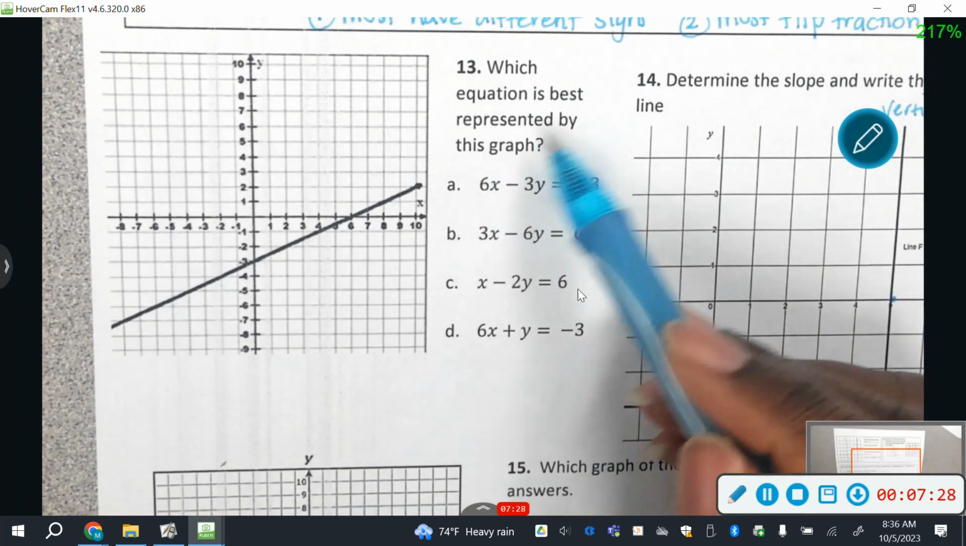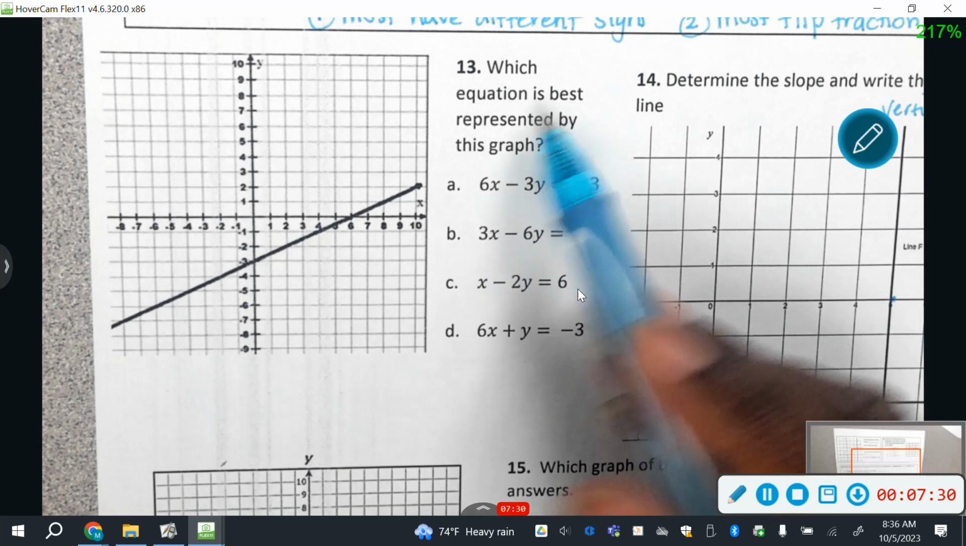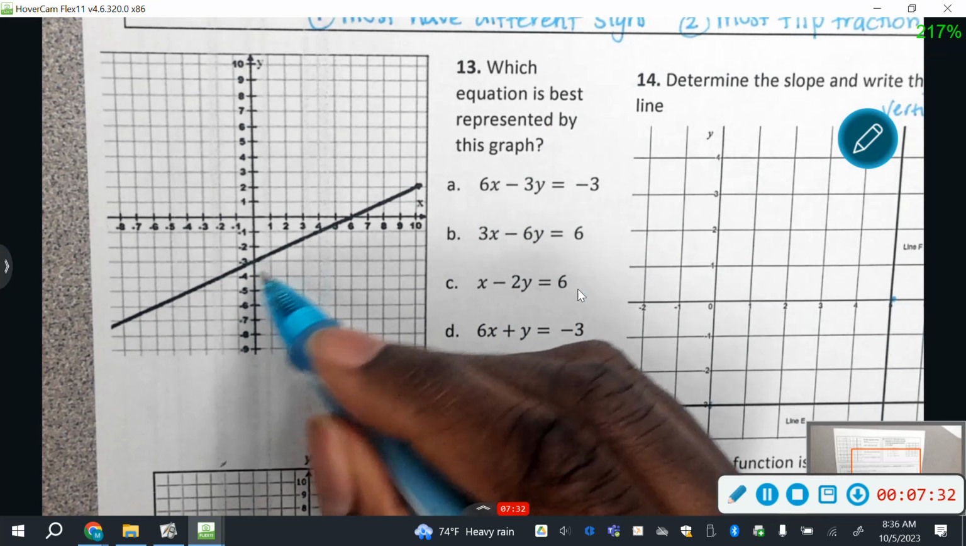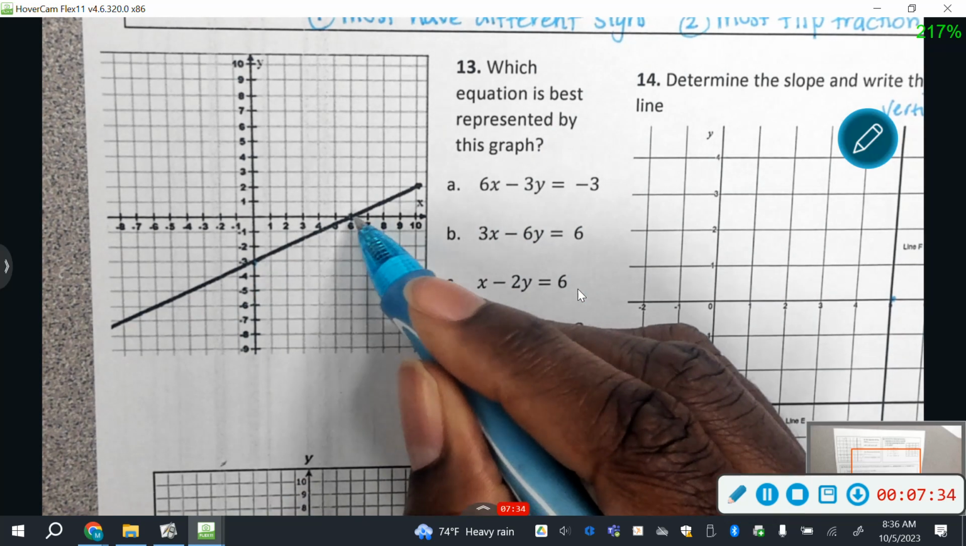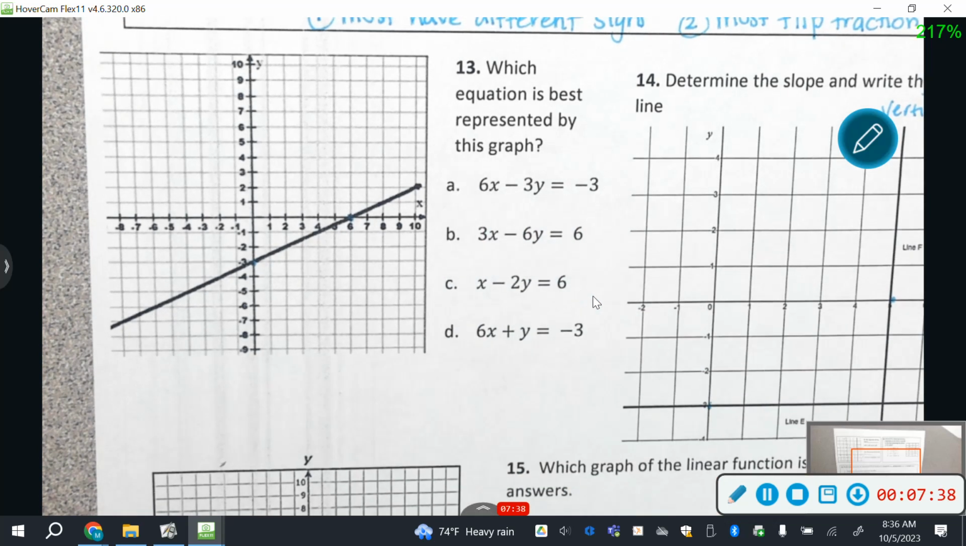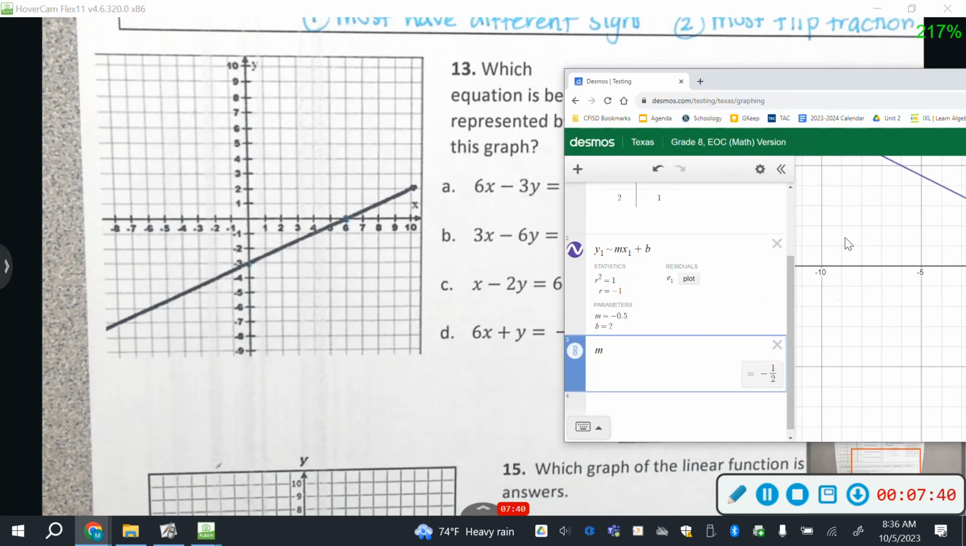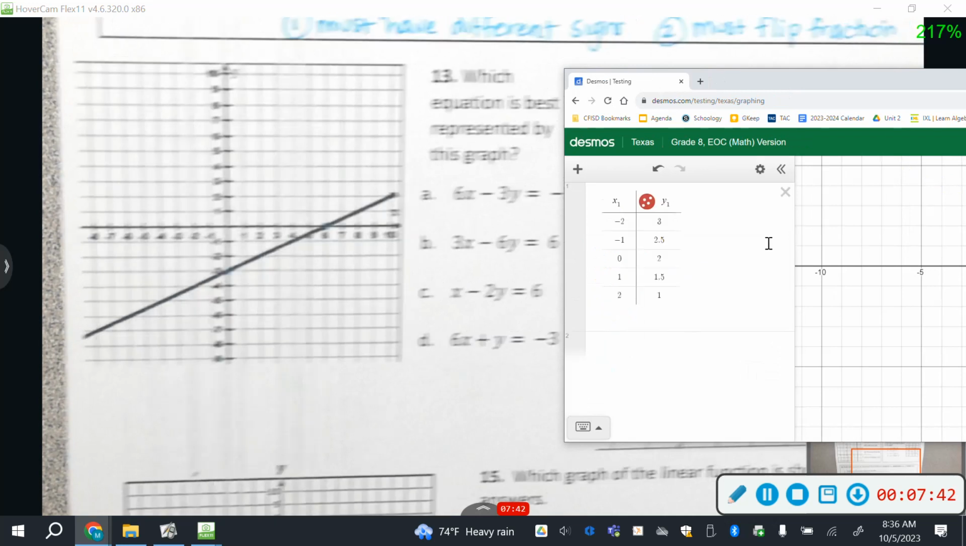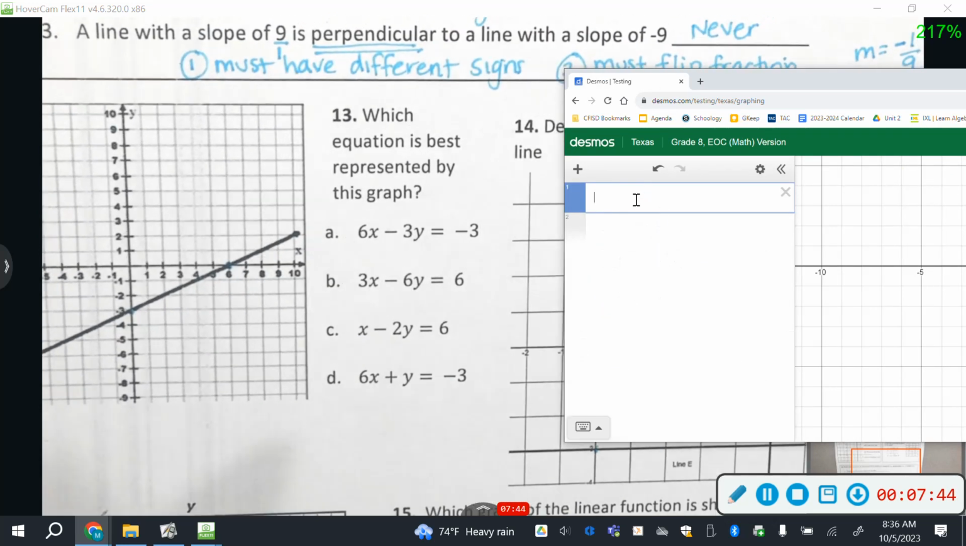Now going back to number 13. It says which equation is best represented by the graph? So they give us a graph. It touches at -3. It touches at 6. Let's look here. What are we going to do with these? Well, let's match it. Our goal is to get the equation and match it. Let's put it in here. 6x minus 3y equals -3.